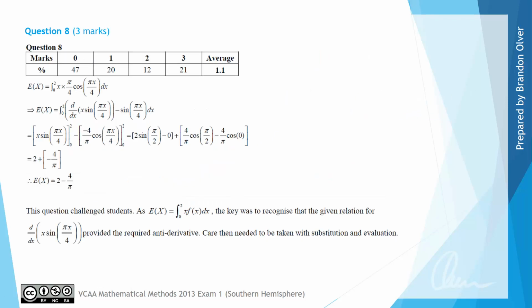From the examiner's report, we can see that 21% of students got full marks for this question, with 47% of students getting 0 marks. The examiner's report goes on to say that this question challenged many students, and that identifying the formula for the expected value of x was key to recognising the need for the provided derivative. That was the derivative of x sine of pi x on 4, and that led to the antiderivative that was necessary to complete this question. Care then needed to be taken with the substitution and evaluation of the expected value of x.